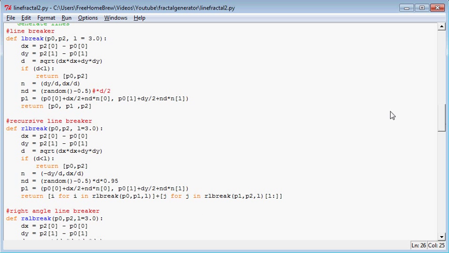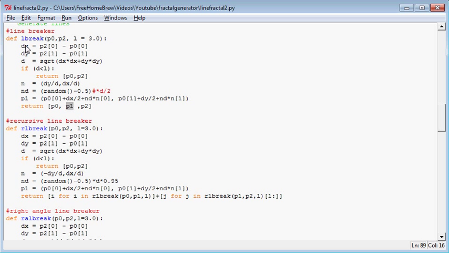This is the line breaker, and this is the recursive line breaker. So I'll first get into this one. I take 2 points, 0.0 and 0.2, because I'm going to add 0.1 in the middle. So I take 2 endpoints and I add a point in the middle, which will be translated along the normal axis.